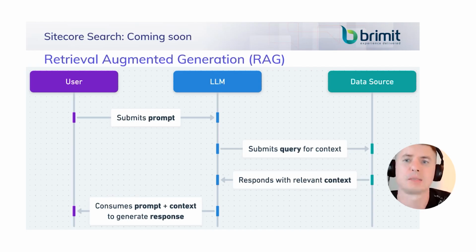So the task that we need to implement is called Retrieval-augmented generation, or RAG. RAG is a process of optimizing the output of LLMs. It references a knowledge base outside of its training data sources before generating a response. So in our case, the data source is our Sitecore Search index with information about our website products.